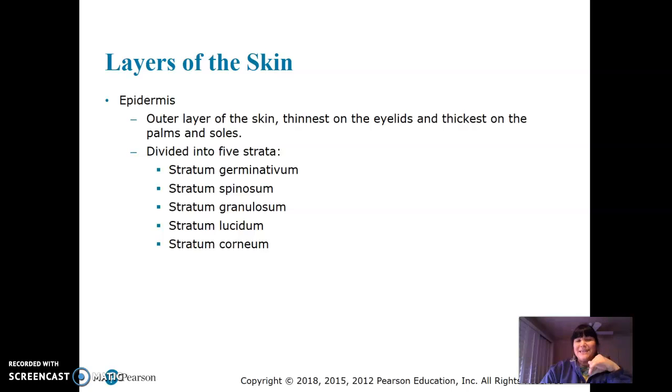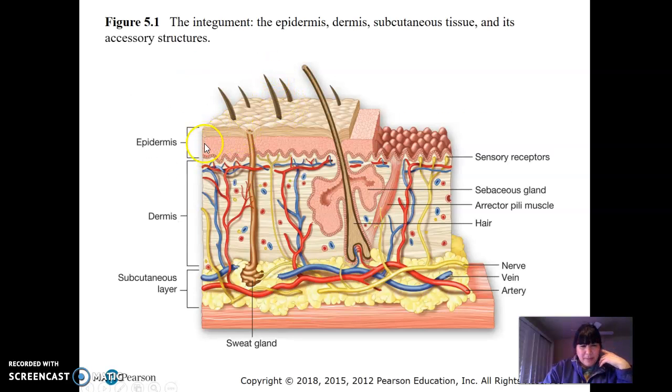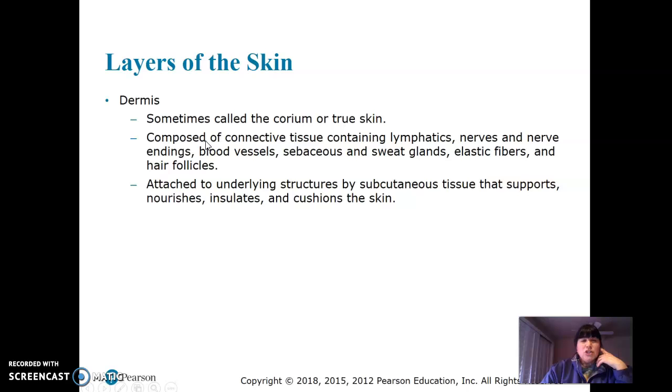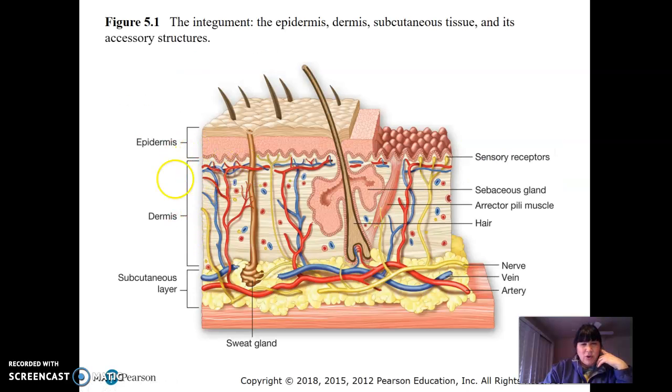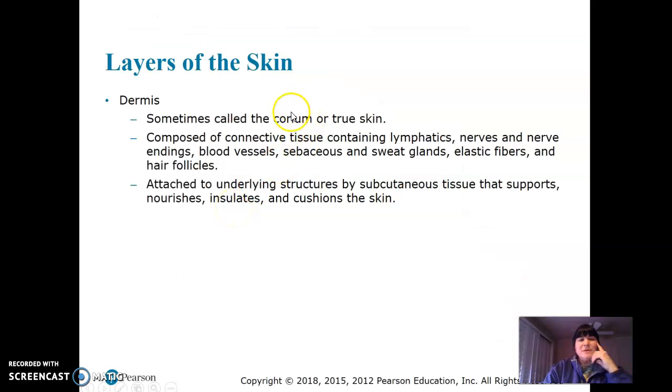Here are the different layers that are in the epidermis, right? The stratum corneum being up top, germinativum. That's new for me. That's on the bottom. So we're talking about this layer. Okay. Dermis, right? That's this whole area right here. That's the dermis. Sometimes the corium or true skin, composed of connective tissue containing lymphatics, nerves, blood vessels, sebaceous sweat glands, elastic fibers, hair follicles. Attached to underlying structures. Okay.